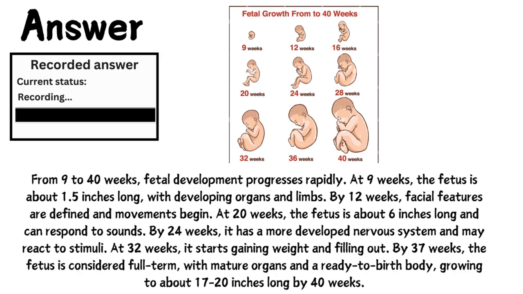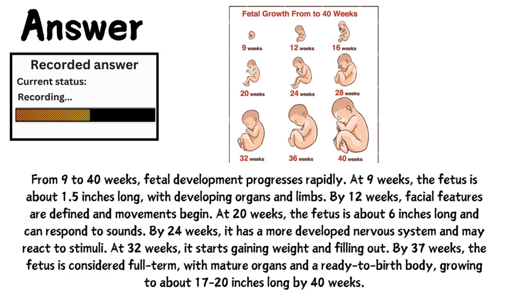From 9 to 40 weeks, fetal development progresses rapidly. At 9 weeks, the fetus is about 1.5 inches long, with developing organs and limbs. By 12 weeks, facial features are defined and movements begin. At 20 weeks, the fetus is about 6 inches long and can respond to sounds.